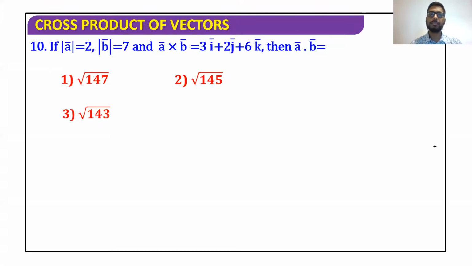If A bar and the magnitude of A bar is given, the magnitude of B bar is given, A cross B is also given, I have to find the value of A dot B. Again, you can use the relation between A cross B and A dot B. I know that A cross B the whole square plus A dot B the whole square is equal to magnitude of A square into magnitude of B square. I have all the terms except A bar dot B bar. Therefore, substituting the values, I will easily get the value of my A bar dot B bar.